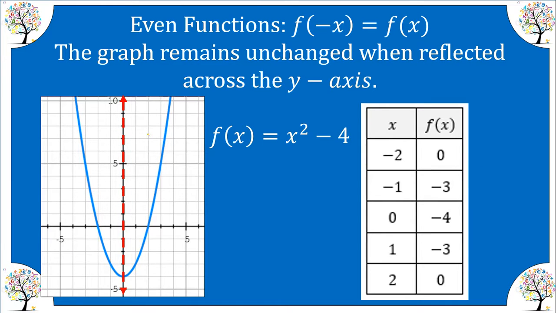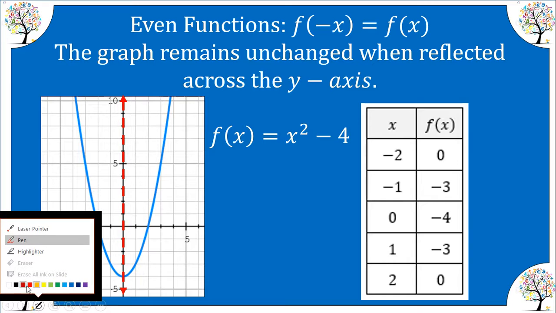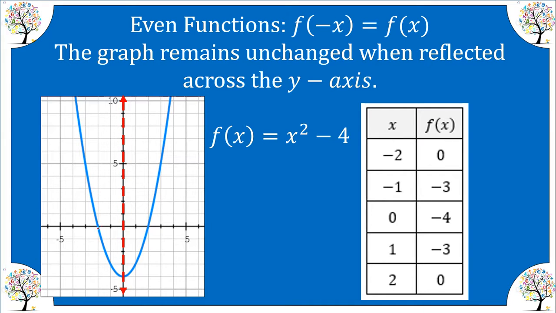And this shows us in a graph, in the equation, and in a function table. So you can see that, let's change our color so we can see this. If we have positive 2 and negative 2, I have the same outcome. When I put in negative 2, I get out 0. And when I put in positive 2, I get out 0. We have the same outcome. We have negative 1, I get out negative 3. And when I put in positive 1, I get out negative 3. So that's what makes it symmetrical about the y-axis.